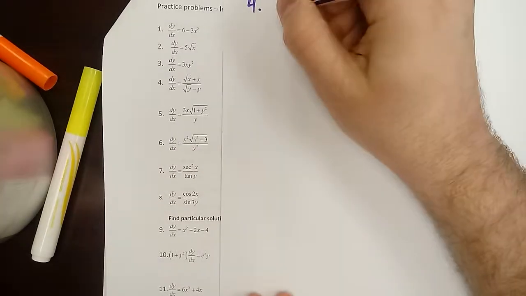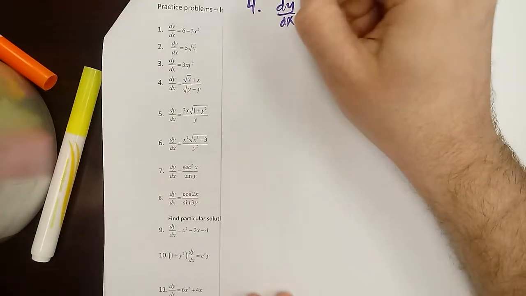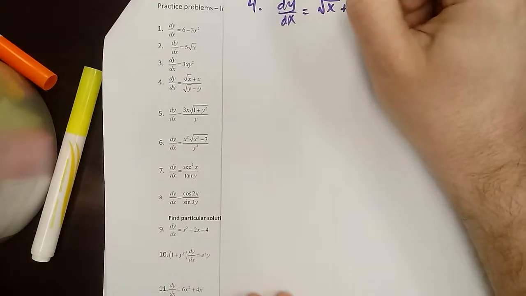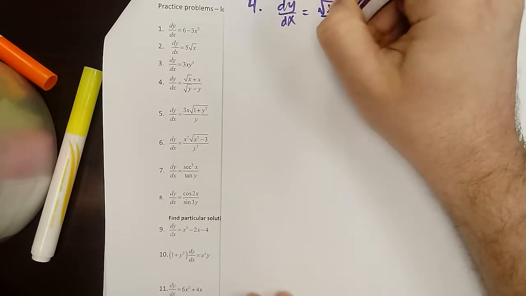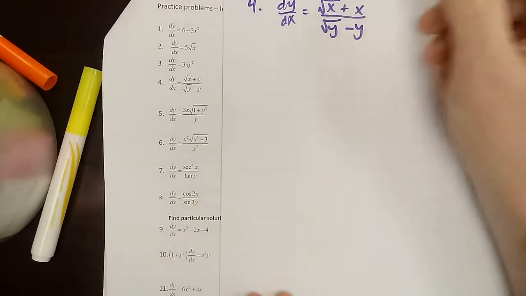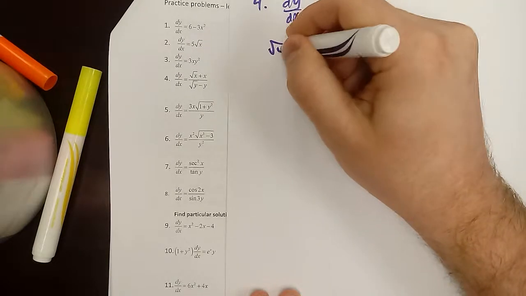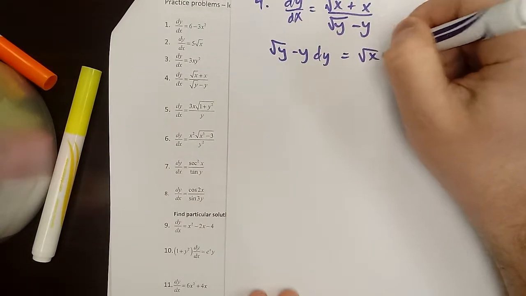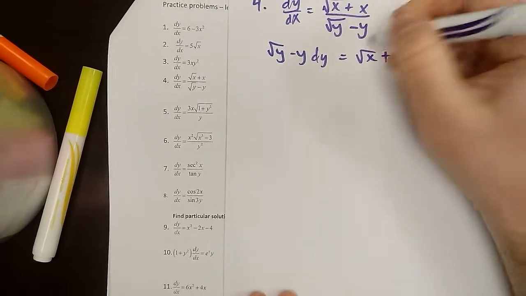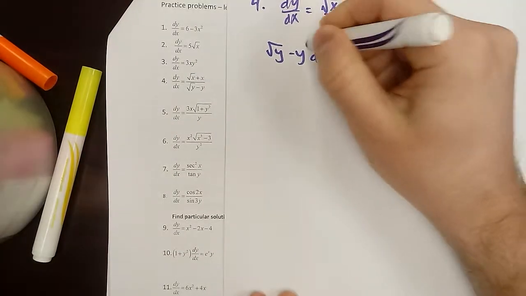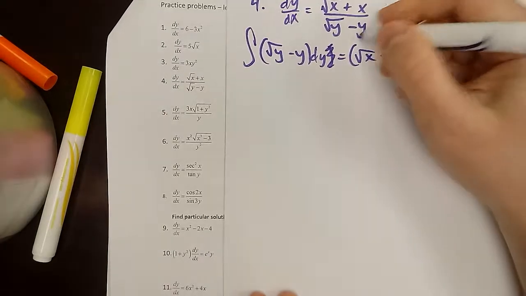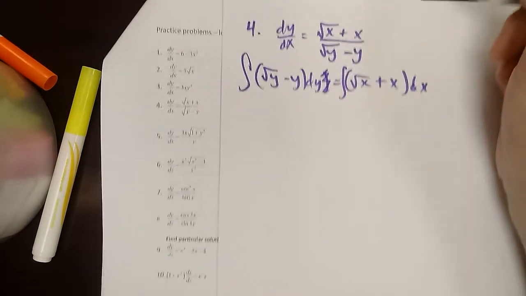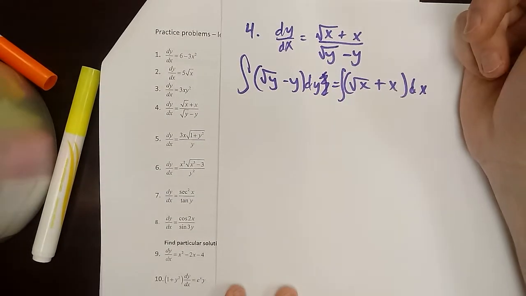Question number 4 says dy/dx is equal to root x plus x over root y minus y. So if we separate these variables, we get root y minus y dy is equal to root x plus x dx. Those both would have parentheses around them. Then we're going to integrate. So I just cross multiplied essentially.